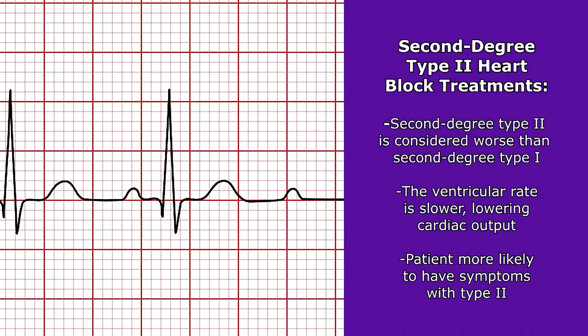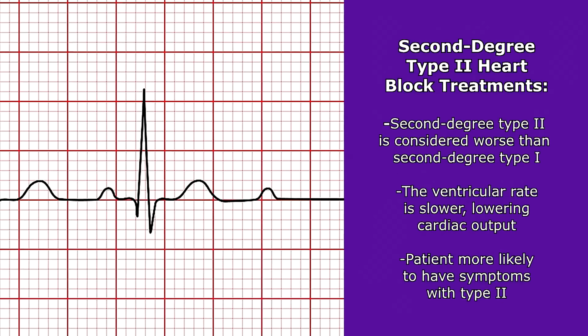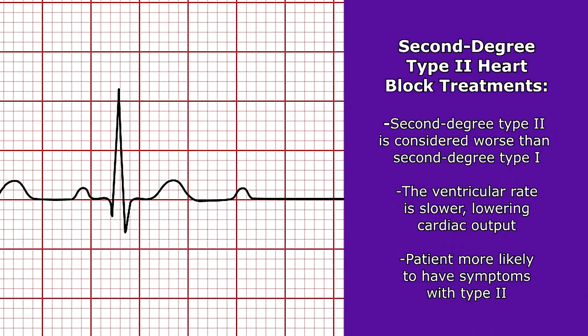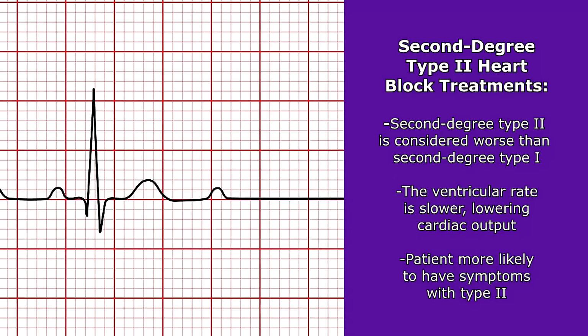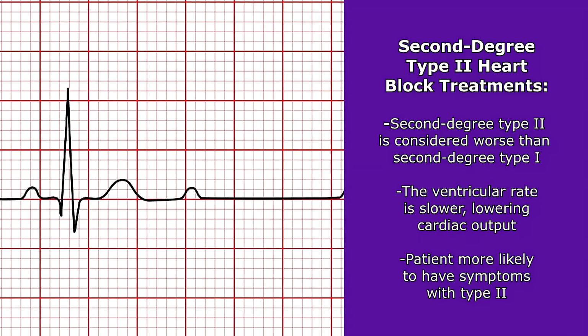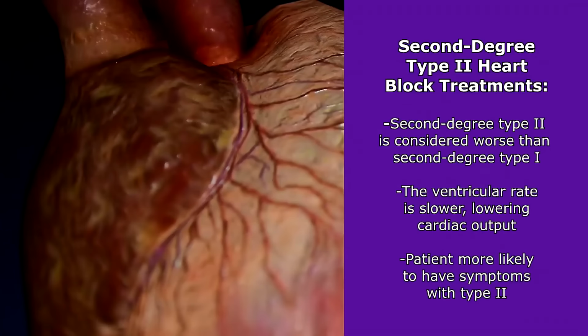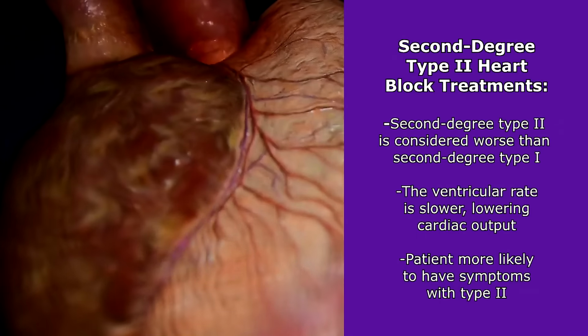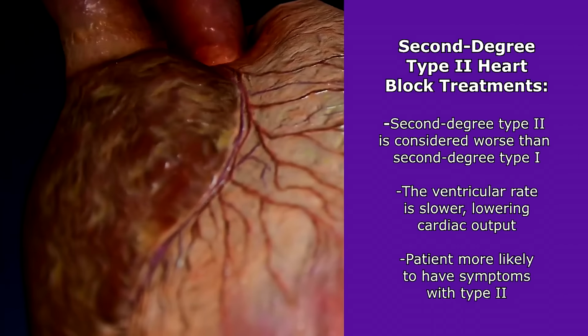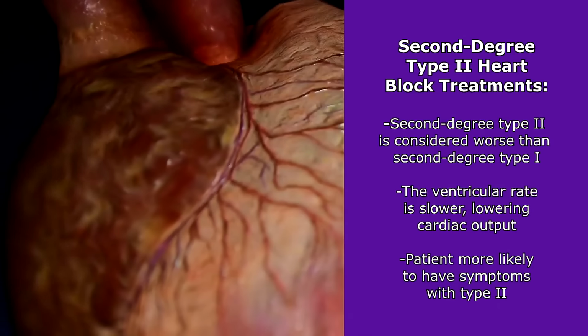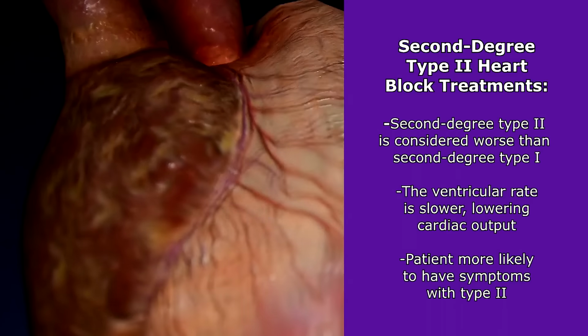With this type of heart block, it is considered worse than the second degree type 1 that we discussed earlier. And the reason for this is because our ventricular rate is on the slower side. And when we slow down the ventricular rate, it affects how much blood our heart can pump to our body and keep us alive. Therefore, it lowers cardiac output. And because of this, the patient is more likely to have symptoms with this rhythm.